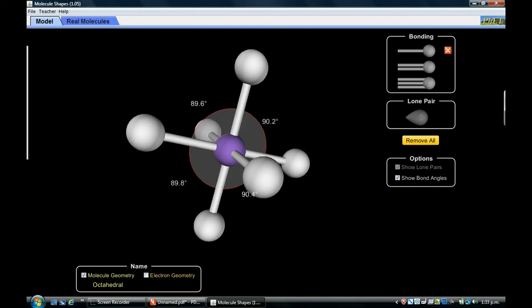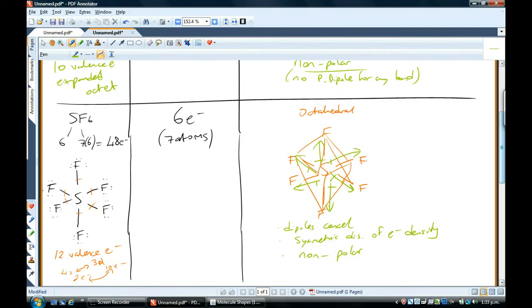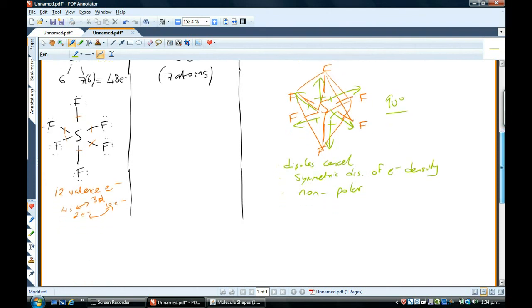So with an octahedron there, you can see all the bond angles are 90 degrees when everything settles. So the bond angles in the octahedron are 90 degrees, and that's your octahedron. So that's the first of the 3 shapes that you can have with 6 electron clouds.